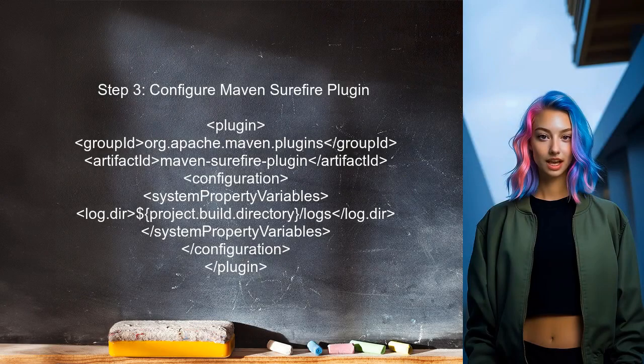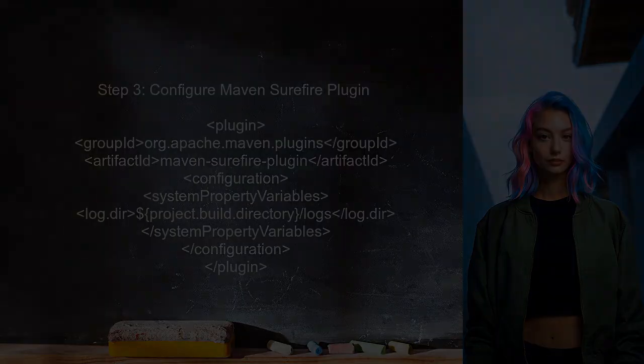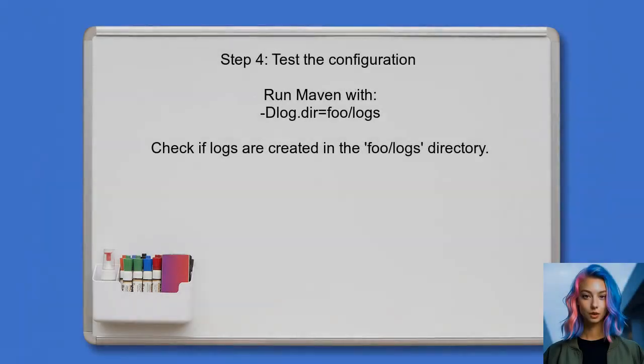Now, the user should verify that the Maven Surefire plugin is correctly configured to pass the system property. This ensures that the log.dir property can be overridden when running tests. Finally, the user should test the configuration by running Maven with the command line option to override the log.dir property. This will help confirm that the logs are being directed to the specified directory.